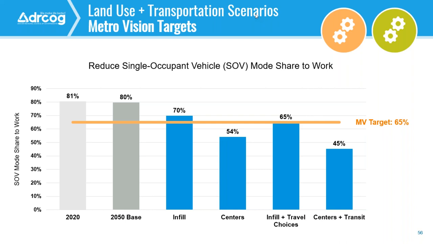Another MetroVision target, reducing single occupant vehicle mode share to work. Our MetroVision target here is 65%. And you can see that several of these scenarios actually either get us there or do better than that target. The center scenario, the infill and travel choices, and the centers and transit scenarios all get us there on this target.